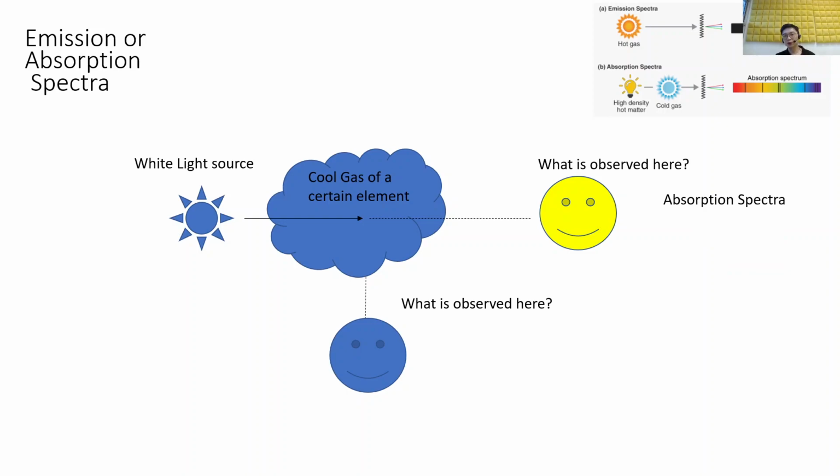For those who know, and you guessed, the yellow smiley face sees the absorption spectra, and the blue smiley face sees the emission spectra. One more time: absorption and emission spectra for the yellow and blue smiley faces respectively. So if you already know the answer, don't waste your time. You can fast forward this to 2x. But if you don't know, then the following is the explanation.